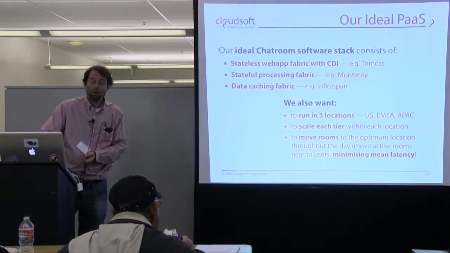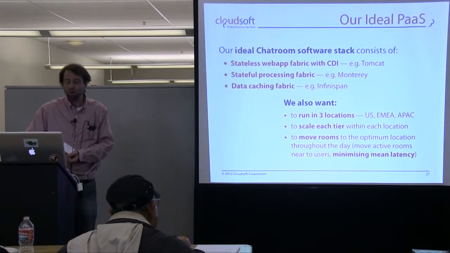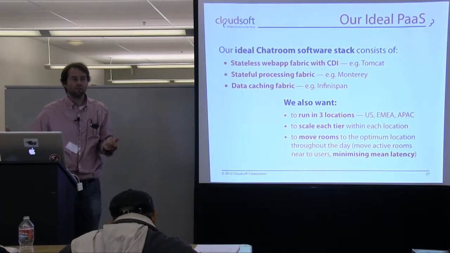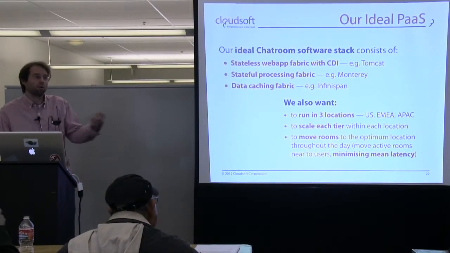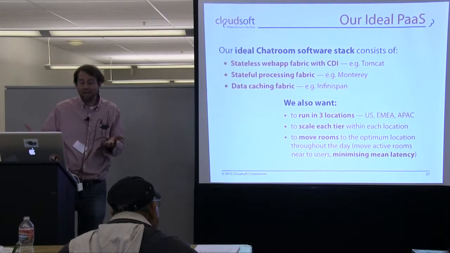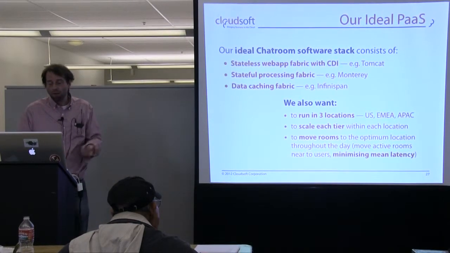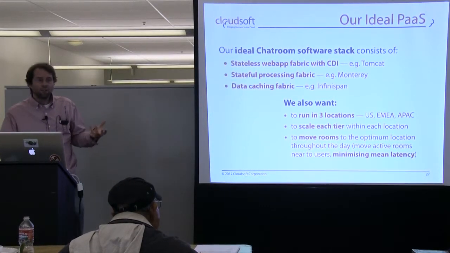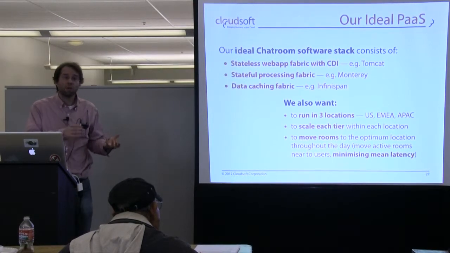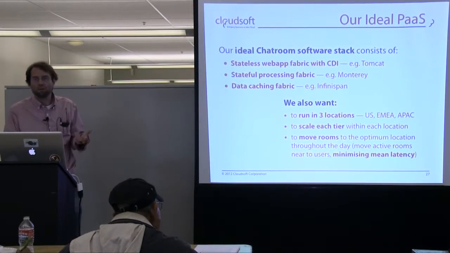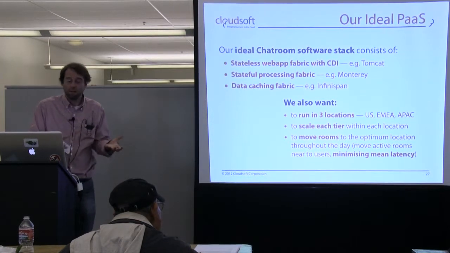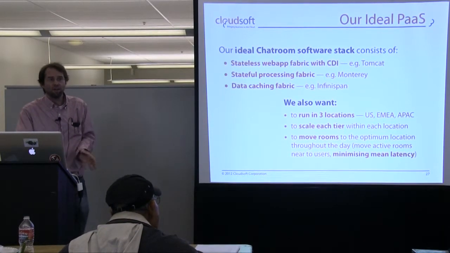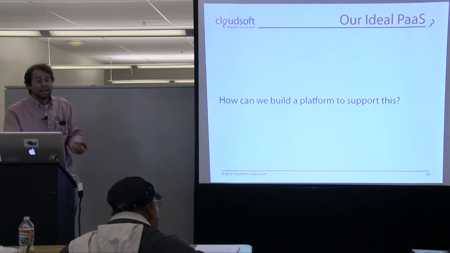And that's where a lot of the tools come into it. So recall we're building a chat room, and say our ideal stack is Tomcat. We're doing some processing in Monterey, which is our processing fabric, or you're doing Hadoop processing. And you've got a data caching fabric. And you want to run in US, Europe, and Asia. You need to scale within each tier. And then we've got chat rooms that should probably follow the sun if they've got worldwide activity, so that they're hosted closer to the people using it most of the time. So let's say we elaborate the use case, make it a little more difficult, a little more representative of big applications. How would you build this?